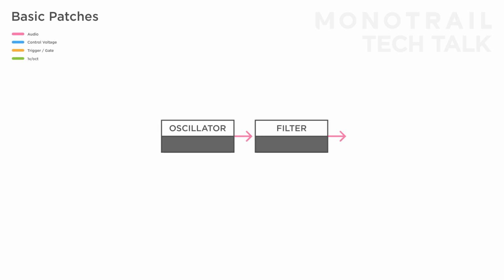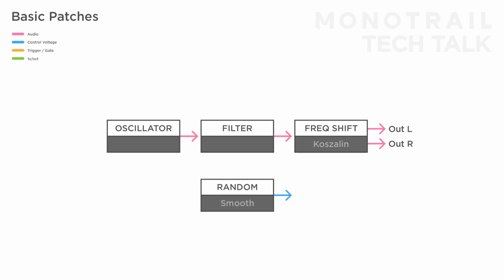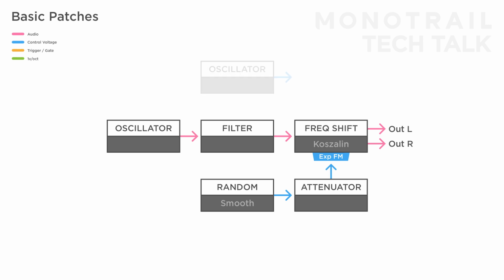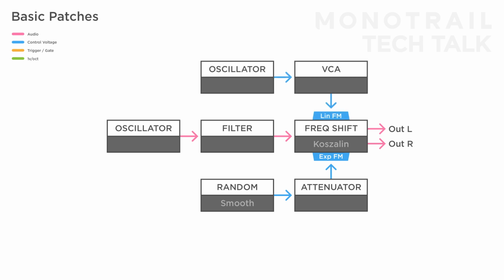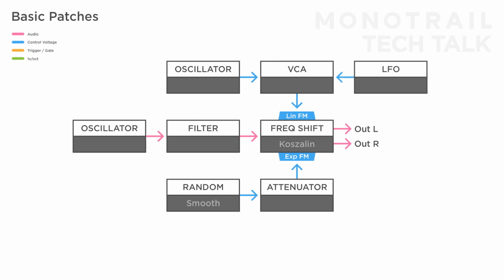Here is a simple oscillator through a filter, creating a steady drone. The sound is passed through Koszalin, again creating a stereo output. A smooth random voltage through an attenuator is used to modulate the exponential FM, and an oscillator through a VCA is modulating the linear FM. A sine wave LFO is modulating the VCA, creating a waving amount of modulation. The clean signal is mixed into the result as well.